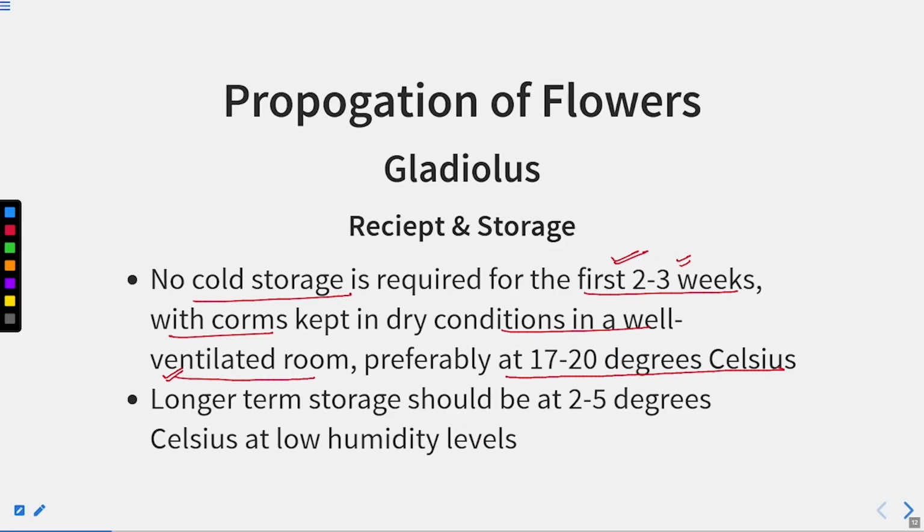Longer term storage should be at 2 to 5 degrees Celsius at low humidity level. So if we want to store this corm for a longer duration of time, right, then we have to store it at 2 to 5 degrees temperature, and the humidity level must be quite low.